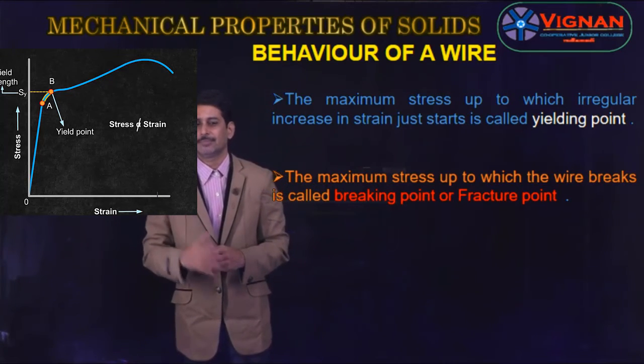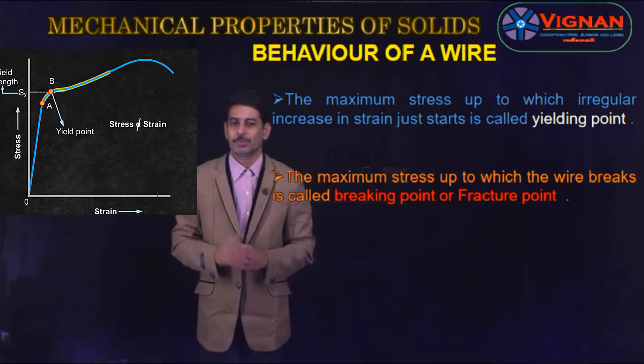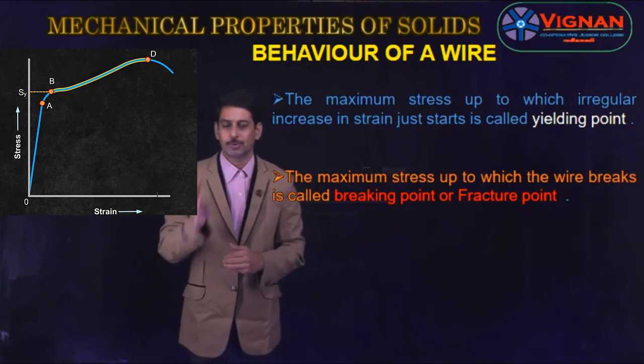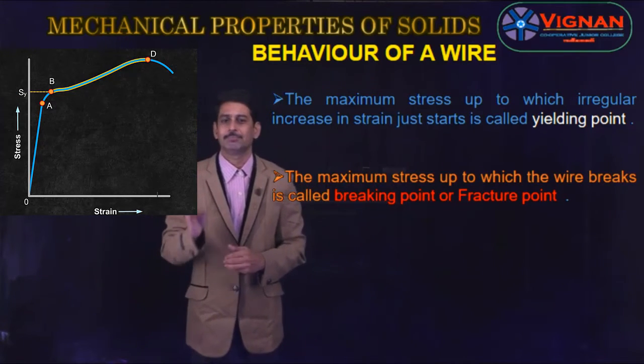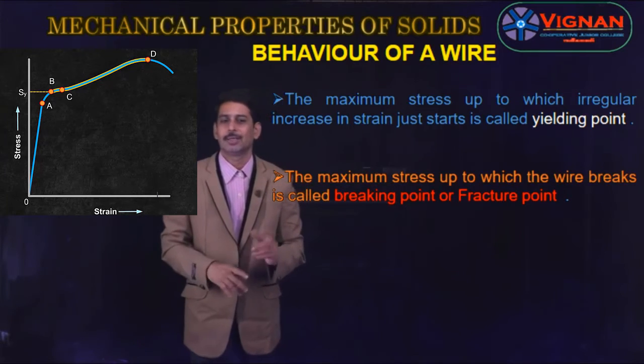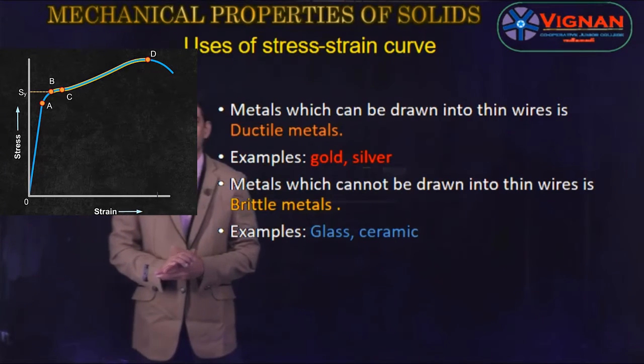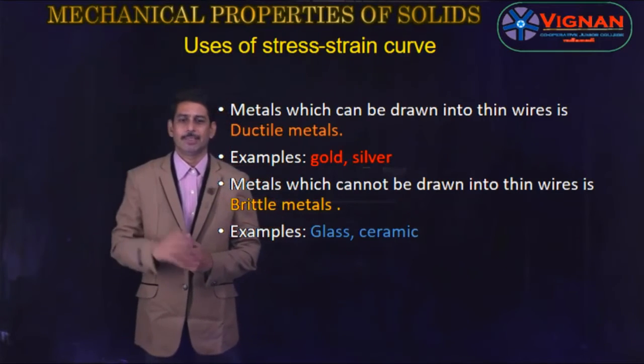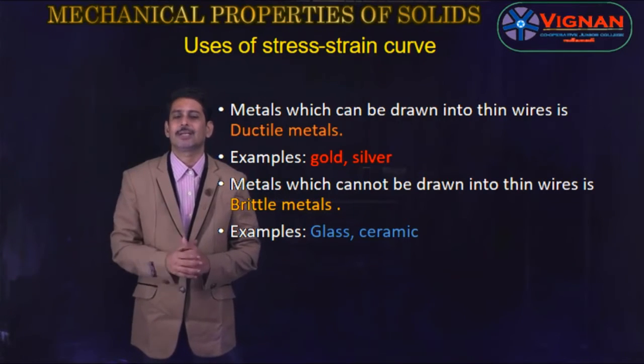So these are the conclusions drawn from the graph. We have seen the five definitions: the proportional limit, elastic limit, permanent set, yielding point, and breaking point. Now let us see what are ductile metals and what are brittle metals. The metals which can be drawn into thin wires are called ductile metals.